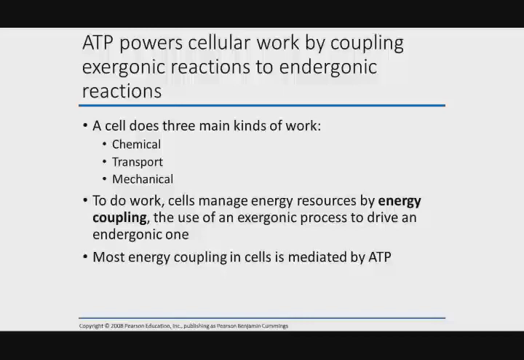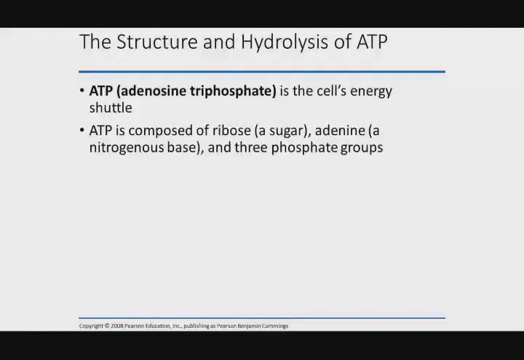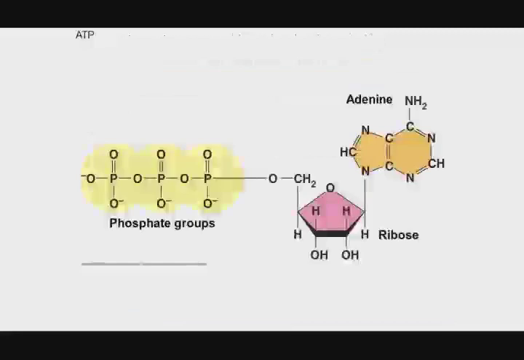So a cell can do three kinds of work: chemical, transport, mechanical. But most energy coupling in cells is mediated by ATP. So it's a very, very important molecule. What is ATP? Adenosine triphosphate. It's the cell's energy shuttle, right? So it's the same basic ATP that you would see when we build RNA, right?